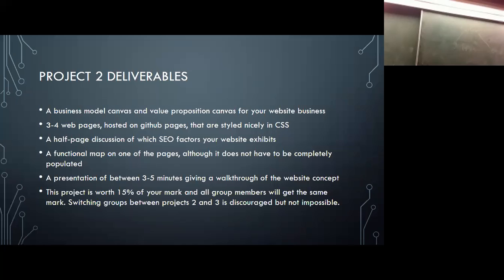And we're going to talk about maps here pretty quickly. So we will do a little bit of live mapping for Project 2.